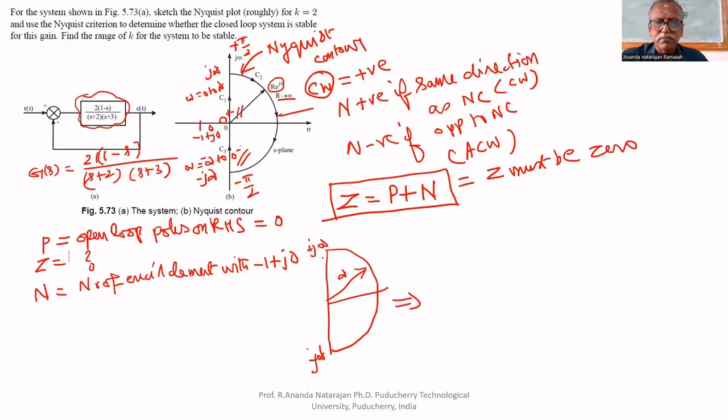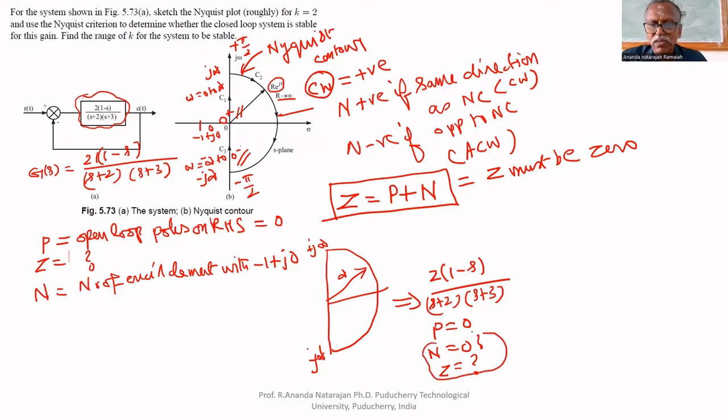That has to be mapped on 2 multiplied by (1 minus S) upon (S plus 2) multiplied by (S plus 3). Here, P equal to 0. Therefore, N must be 0 for a stable system. If P equal to 0 and N equal to 0, then automatically you will get Z equal to 0. So we have to get N equal to 0. If N equal to 0, automatically Z also will be 0. Therefore, the system will be stable.